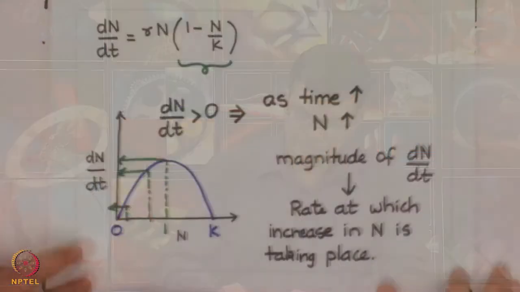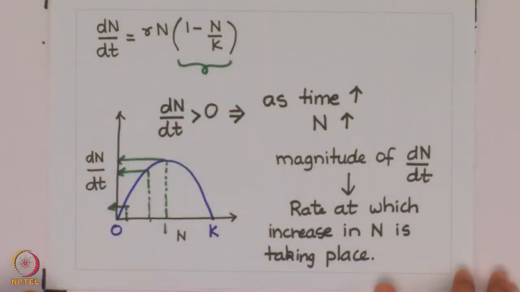And eventually when you reach n equal to k, the environment is completely saturated with individuals and there can be no more growth unless there is a death in the culture media, which leaves some scope for an additional individual to exist in that population. So that's why this graph drawn makes a lot of biological sense.